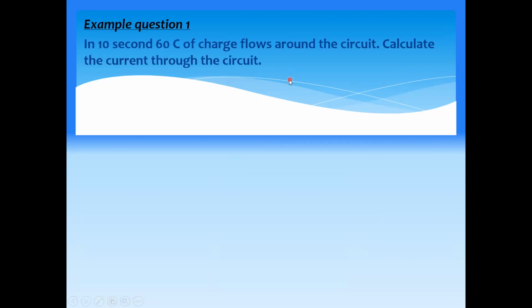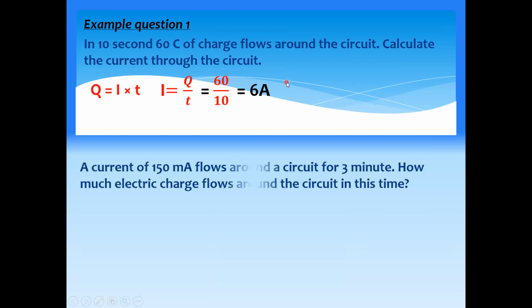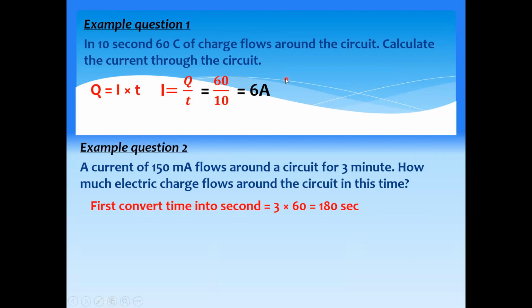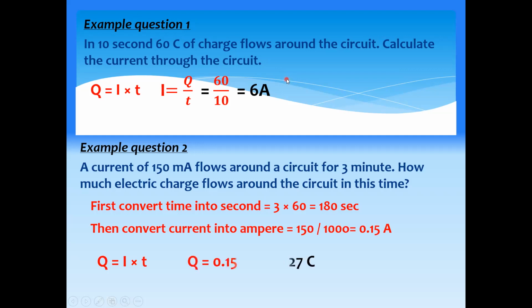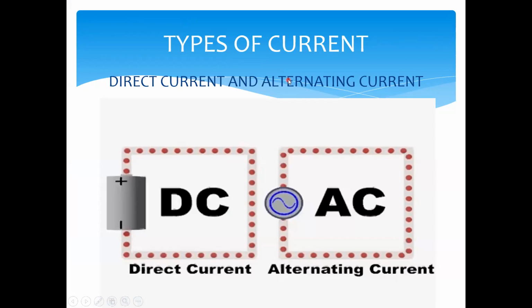So for example, if you have a 60 coulomb charge flowing through a circuit in 10 seconds, the current will be 60 divided by 10, which is equal to 6 ampere. And if you have a 150 milliampere current which moves through a circuit in 3 minutes, we have to convert the time into seconds, and we have to convert the milliamperes into amperes, and then to get the charge, it is current multiplied by time, so it will give us 27 coulombs.